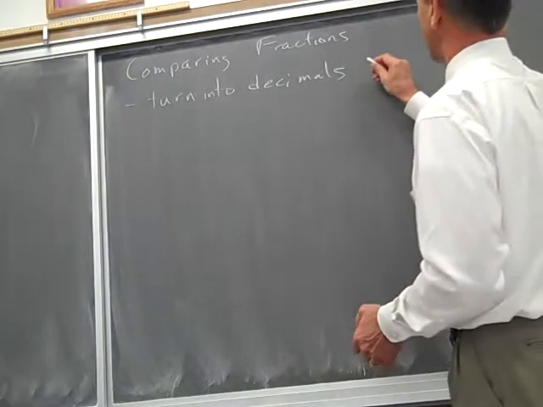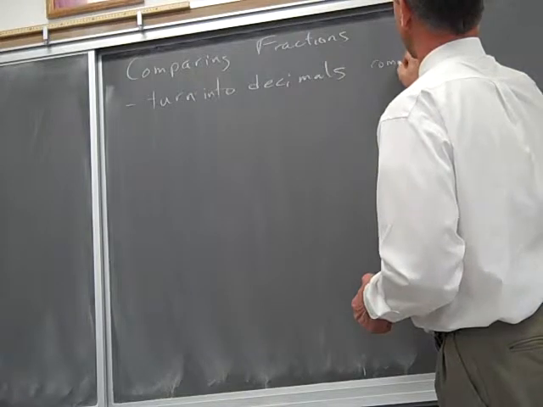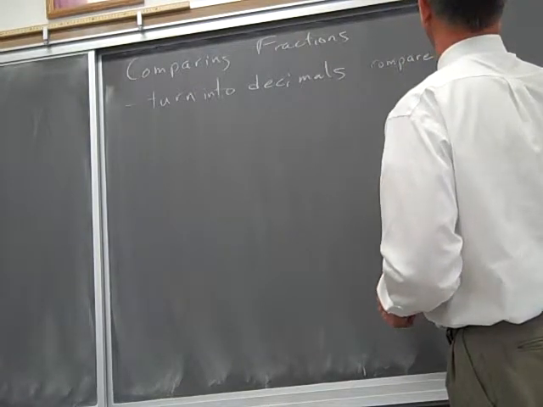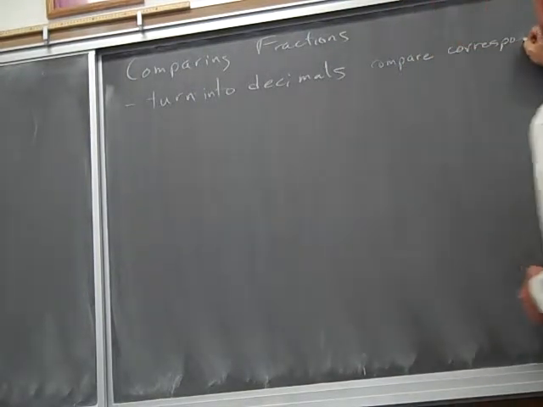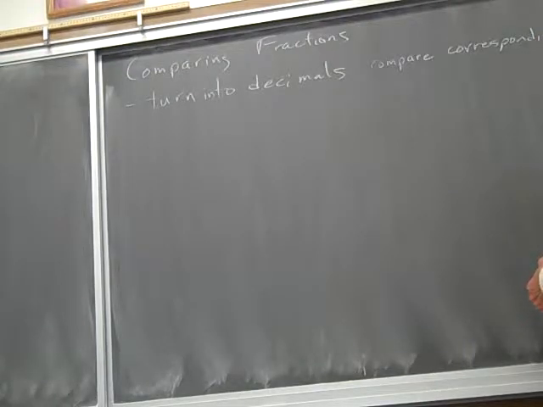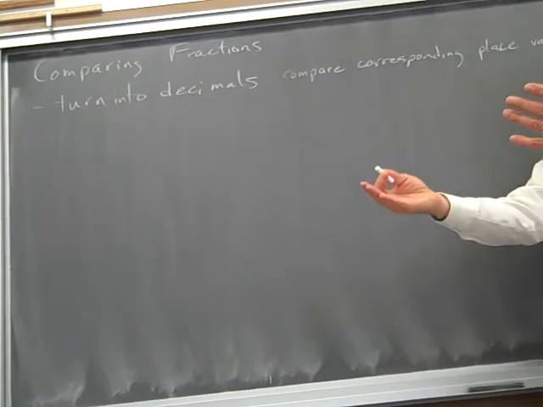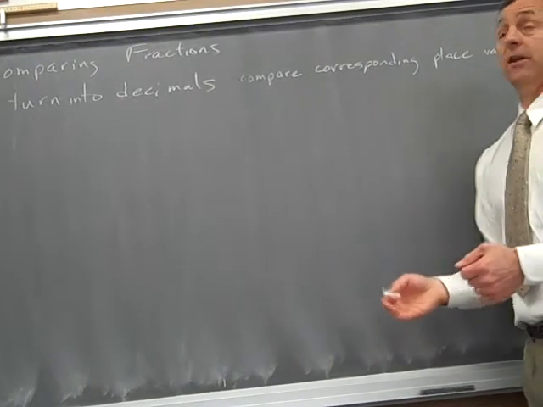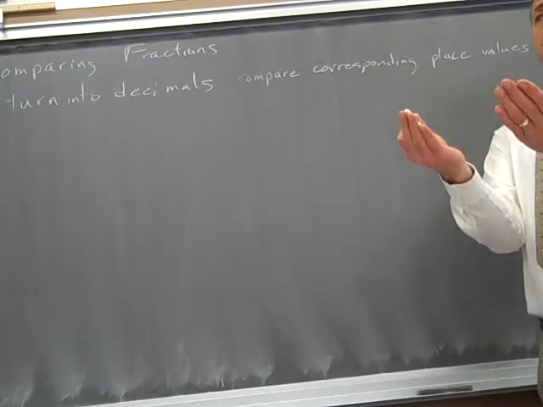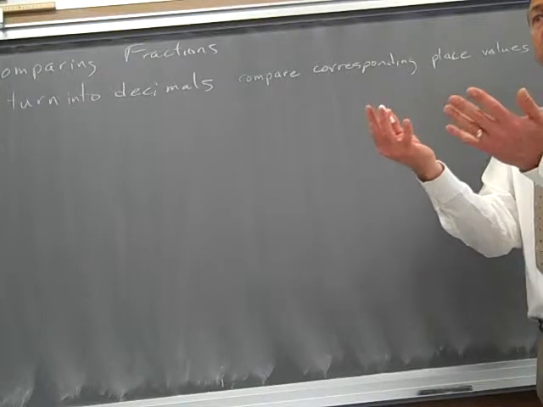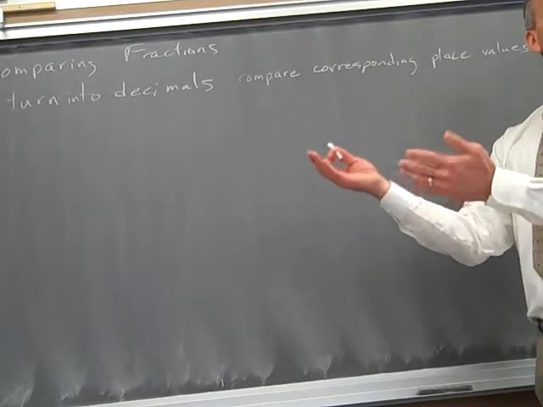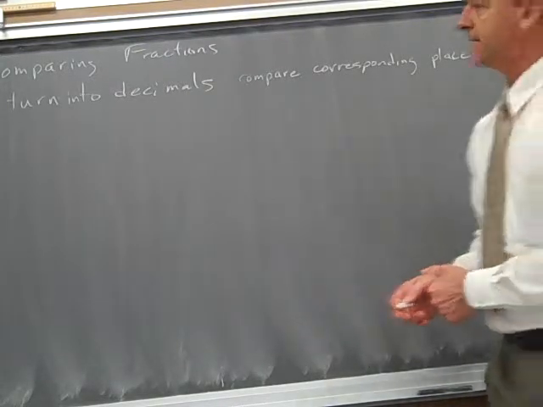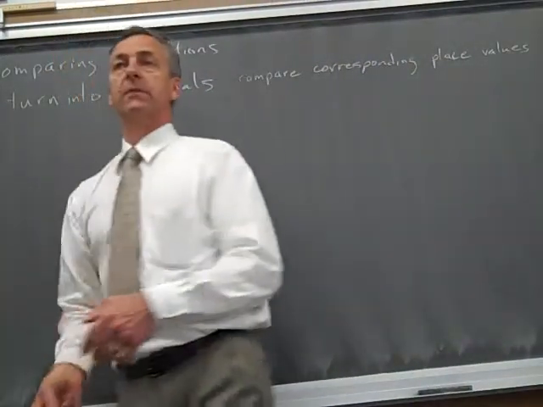Turn into decimals and compare corresponding place values. By corresponding, I'm talking about, you look at the tenths place for the one and the tenths place for the other. Those are corresponding. And if they're the same in the tenths, then you keep moving to the right, correct? Okay? What other methods do you have of comparing two fractions?